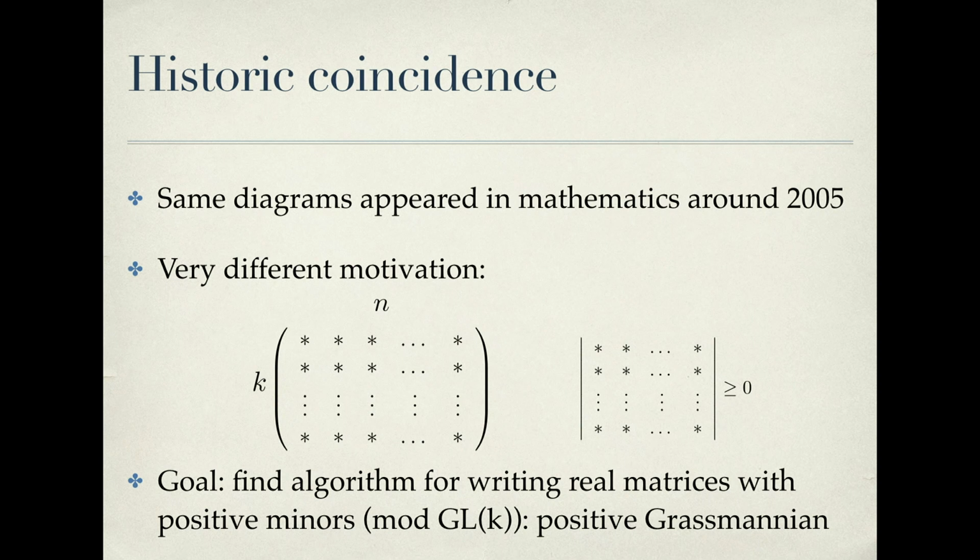And the motivation was the following. Suppose I want to construct a k by n matrix of real numbers, where all k by k minors are positive. So that was the mathematical setup, the question which was posed. This k by n matrix is modulo GL(k), so it describes a k-plane in n dimensions. It's called the Grassmannian. And there was something special about having all k by k minors positive. That's what mathematicians wanted to do. The space of these matrices with these properties is called the positive Grassmannian.